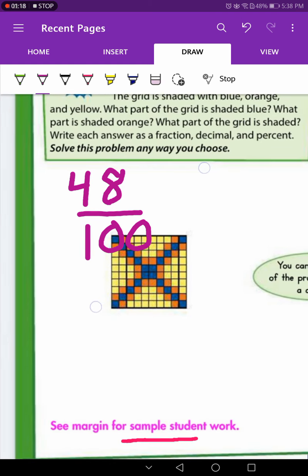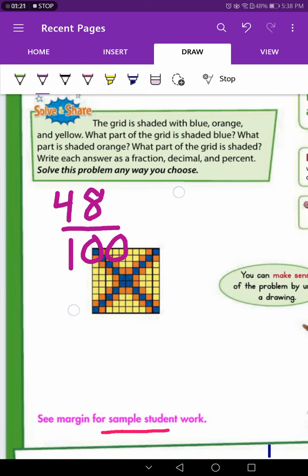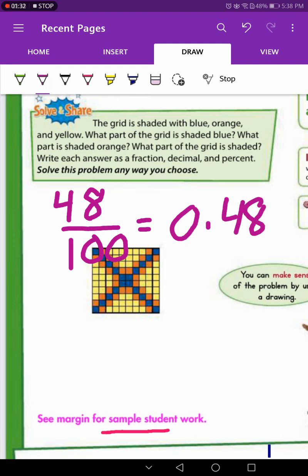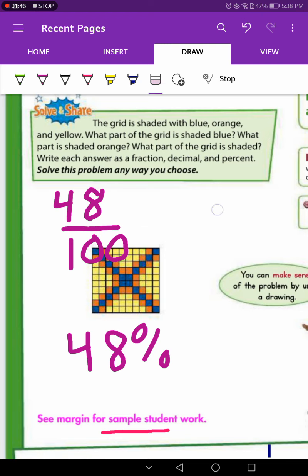Now this is as a fraction. How can we write it as a percent and decimal? 48 over 100. It is easy. You can write it 48 hundredths. Yes, we learned how to write it. This is as a decimal. Now as a percent, we just add the symbol of percent. This is for yellow. Okay. Now the second one, it is the blue.